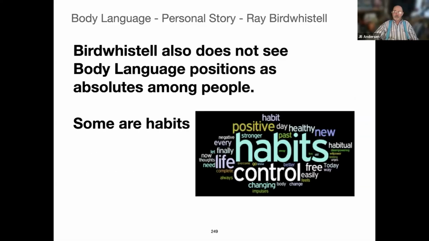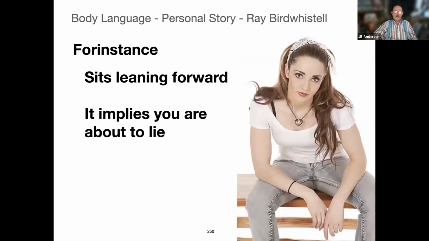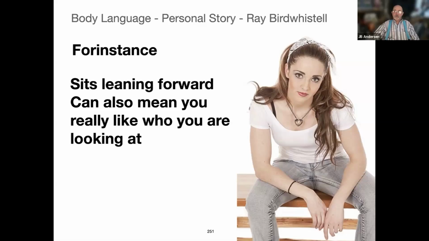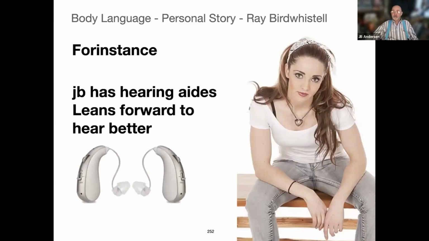I wanted to say I was at a speech. Somebody was giving a speech and he was in the audience. So I saw some of this directly. If you sit leaning forward, it implies you're about to lie. Or if you sit leaning forward, it means I really like you. How do you know the difference? Or I sit leaning forward often, but it's because I have hearing aids and I can't hear somebody. So I'm trying to get closer to them just so I can hear them. So see, there's several possibilities there.